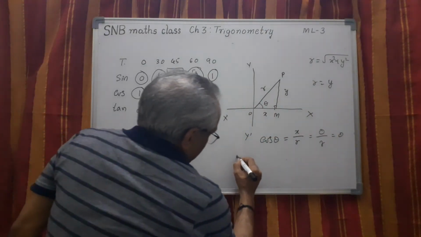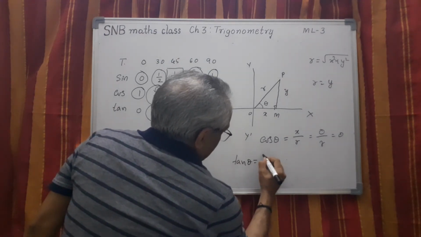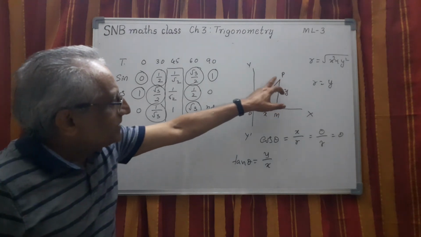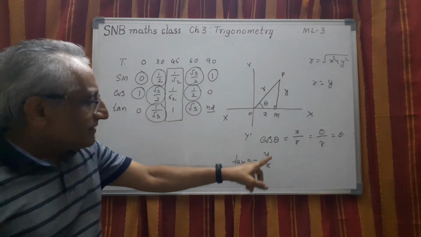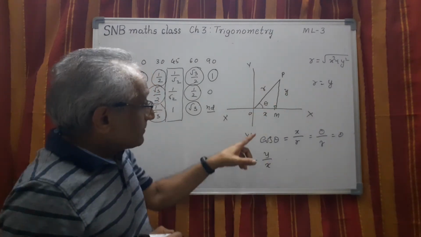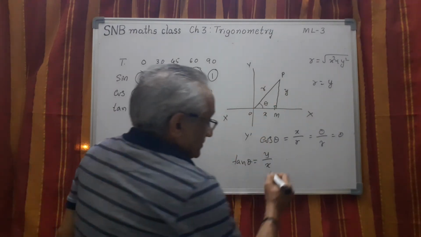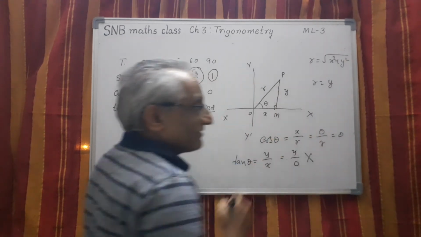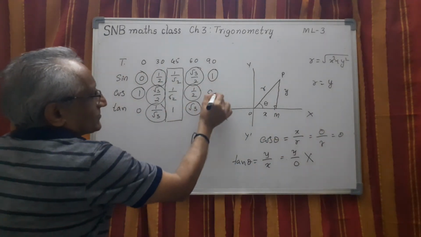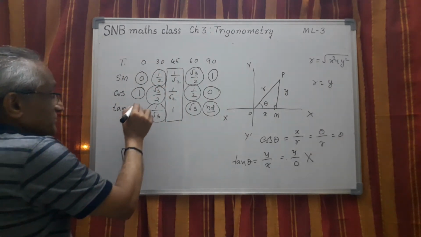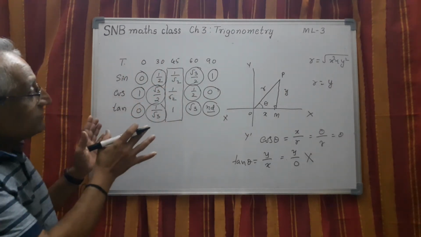What is tan theta? Tan theta will be y by x. Now when this P comes to 90, you know already r is the same as y. Whether you write r or y, one and the same. But what about x? x becomes 0. So this actually becomes y by 0, which is not defined. Therefore, not defined. So these are the logical proofs of finding the values of this.